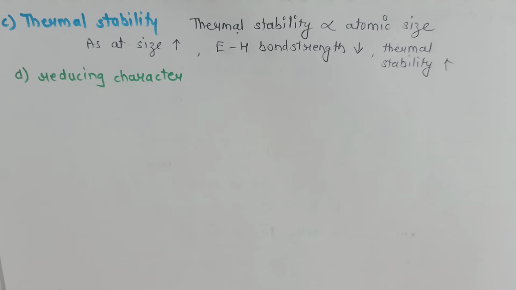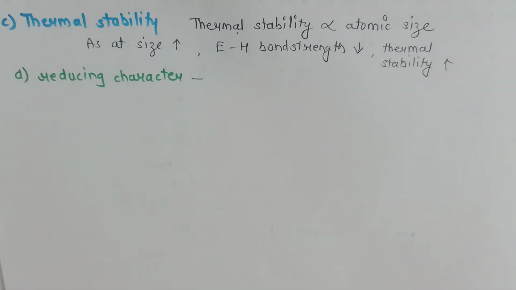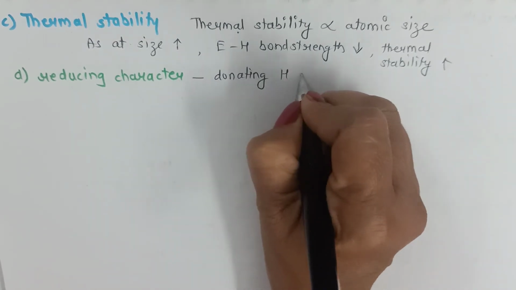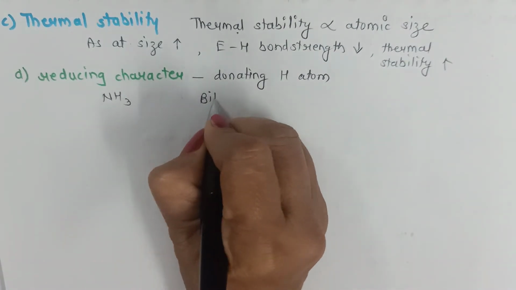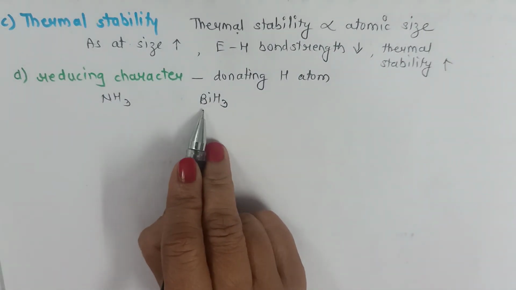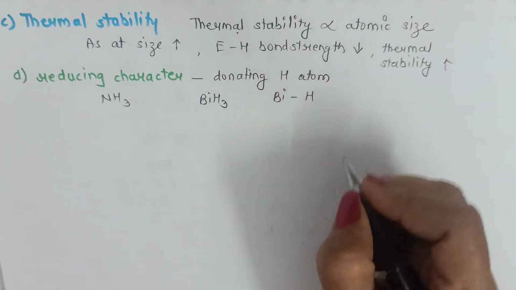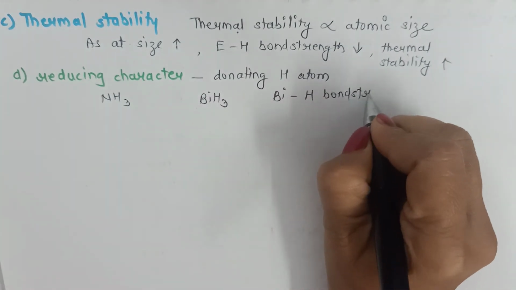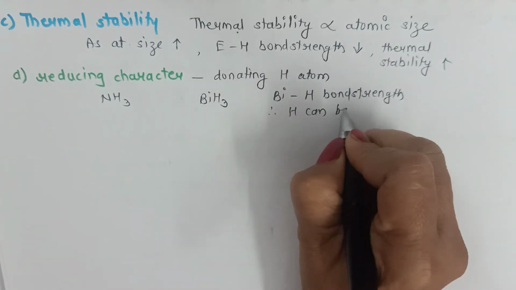The next characteristic of hydrides is reducing character, or the tendency to act as a reducing agent. Now, what do you mean by tendency to act as a reducing agent? The tendency of donating hydrogen atom. Now, if we compare ammonia and bismuth hydride, there is a great difference in the size of bismuth and hydrogen. So the bismuth-hydrogen bond length is large and bond strength is weak, and therefore hydrogen can be donated easily.